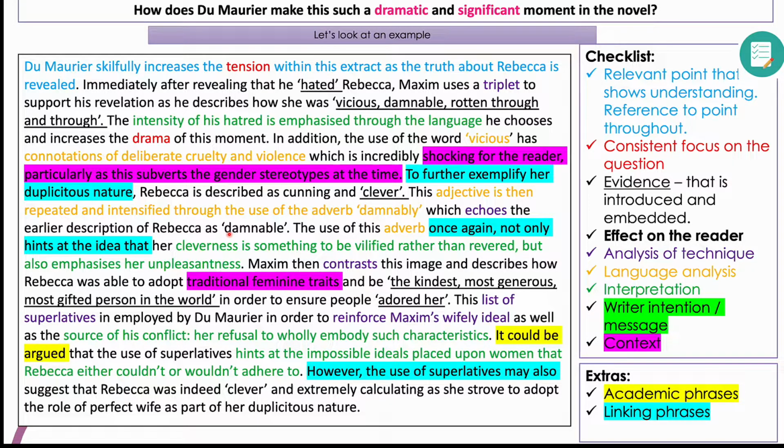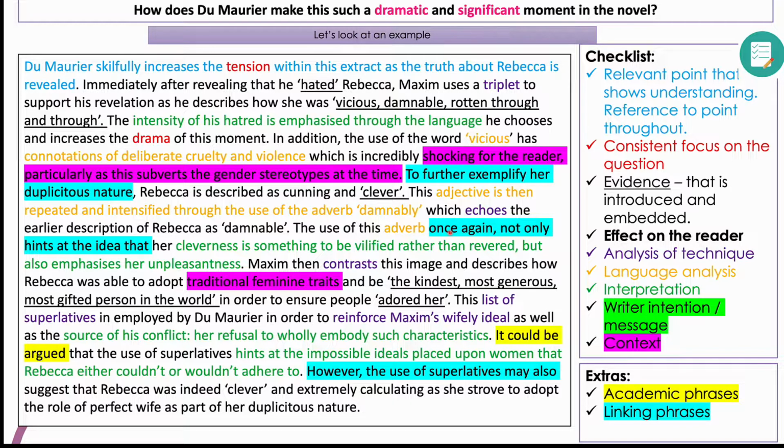Now look at how I'm using my evidence. Look at how I'm using my quotations. So I've got this quotation up here already, but I've found a clear link between some of the language that's used. So I want to make it clear that I understand how this idea is being developed through the language as the extract progresses. The use of this adverb, so again, I'm going now to my language, once again, not only hints at the idea that her cleverness is something to be vilified rather than revered, but also emphasises her unpleasantness. So not only have I got a lovely linking phrase again, but I'm developing my own interpretation of what I think that means.